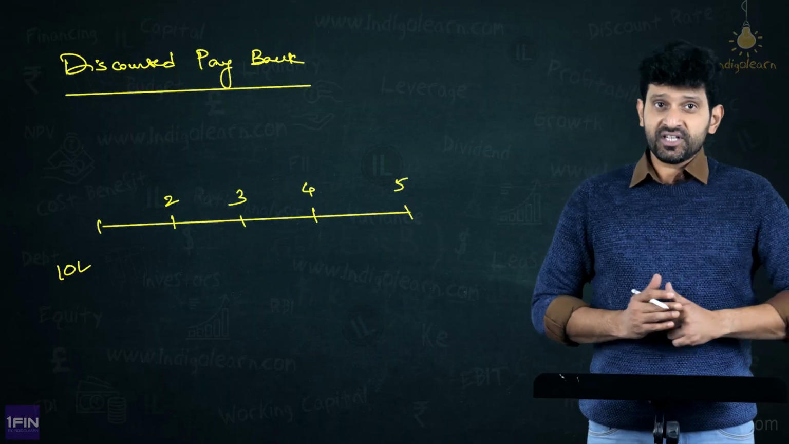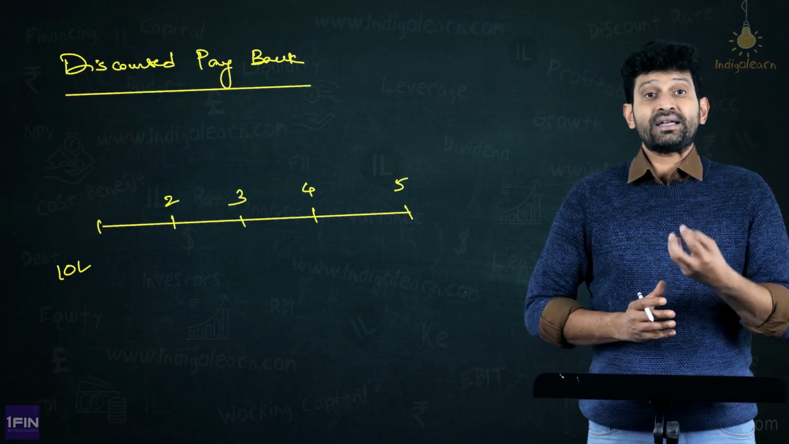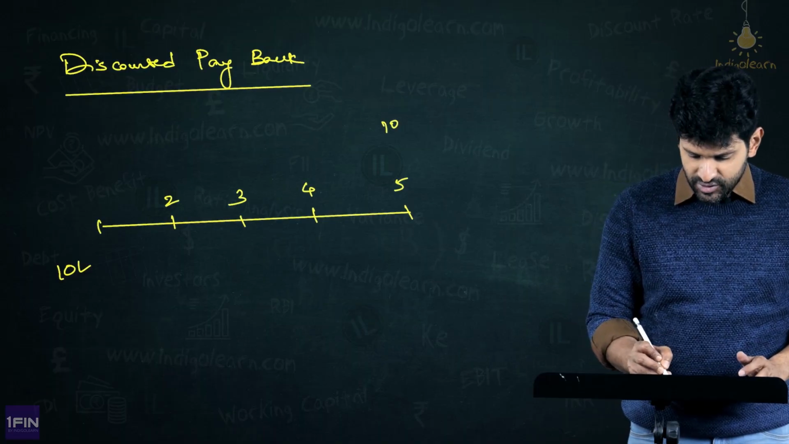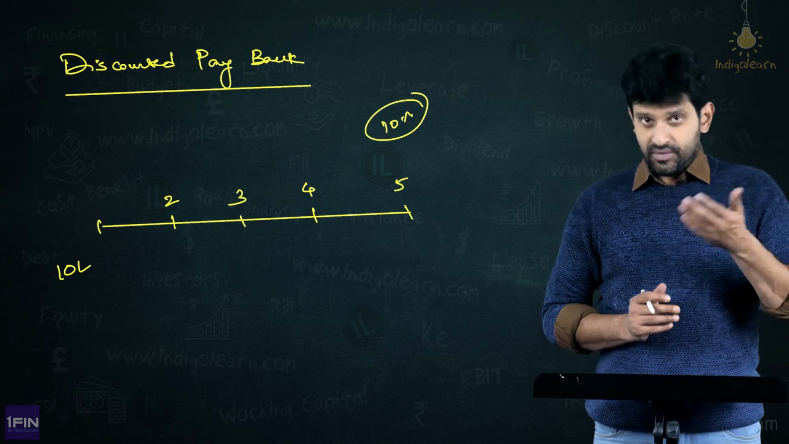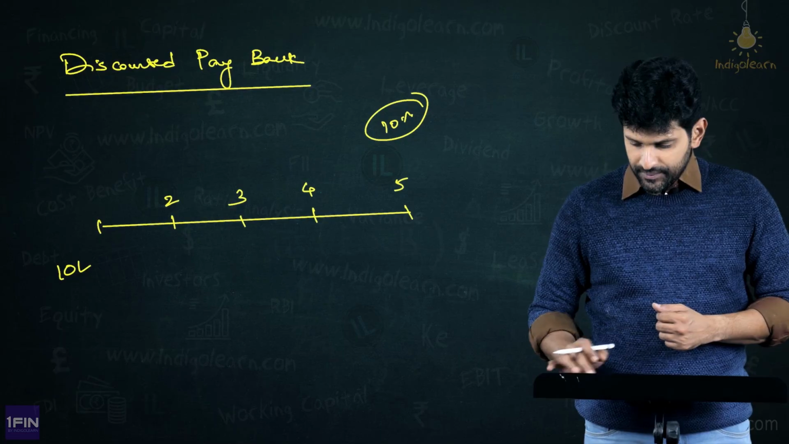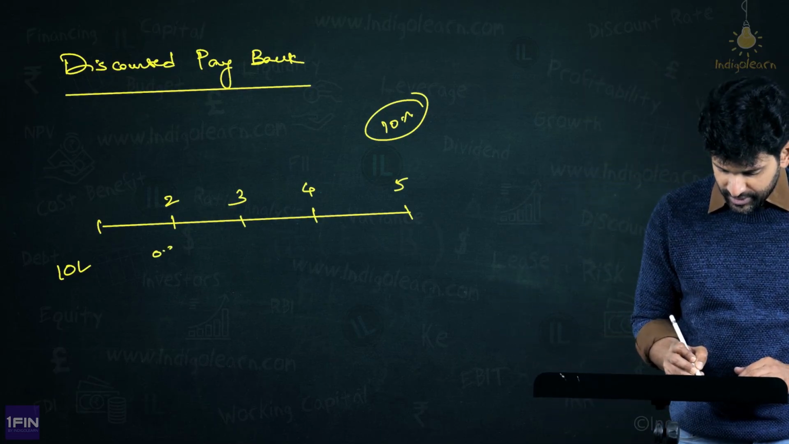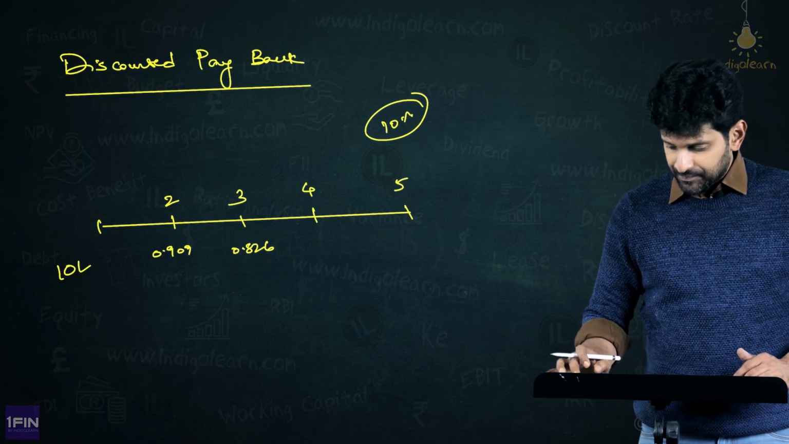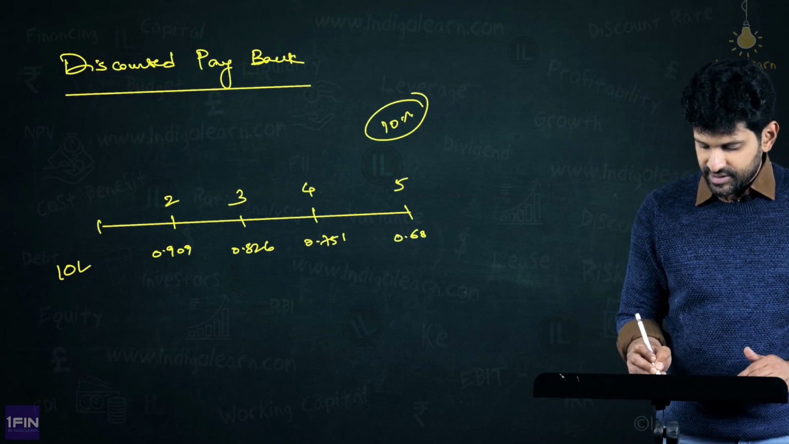Now it is not 2 lakhs, 3 lakhs or 4 lakhs. We will bring them down and consider the discounted cash flows of those respective years. How do we do that? Let us say 10% is the discounting rate. We will take the present value interest factor for each year. That is 1 by 1.1, which is 0.909 for year 1, then 0.826 for the second year, 0.751, and 0.683.